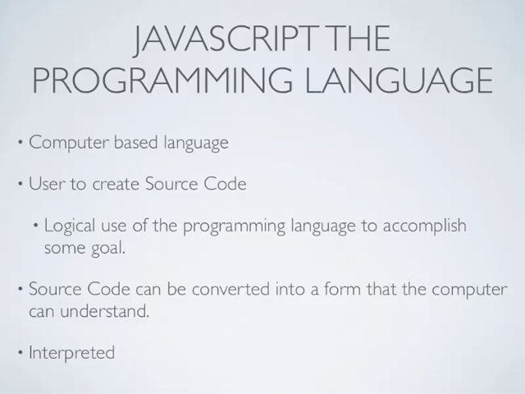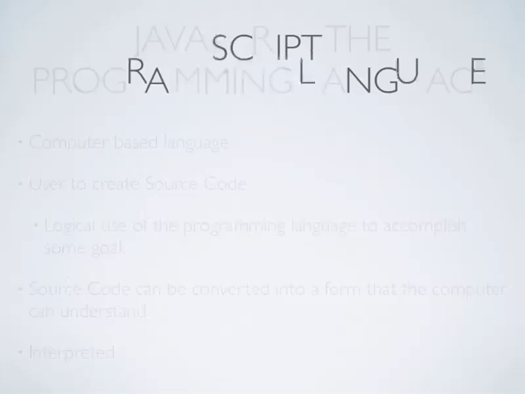There are numerous different ways that this translation can occur from the source code we write to the binary that the computer can actually understand and execute. The particular technique that JavaScript uses is by passing through what's called an interpreter, so we would often say that JavaScript is an interpreted language.